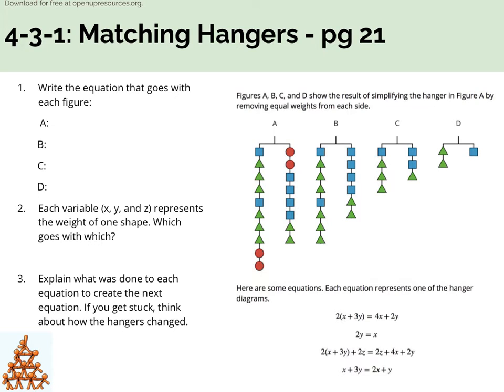All right, let's go ahead and turn to page 21. And so here we have figure A, B, C, and D shows the result of simplifying the hanger in figure A by removing equal weights from each side. Let's go ahead and just do number 1. We're going to write the equation, how it goes with each figure. And notice how down on the bottom, this is what you can actually choose from, and then you're going to actually apply it to the different figures. And then you're going to do A, B, C, and D. So go ahead and pause it right now and go ahead and do that, and then come back to me.